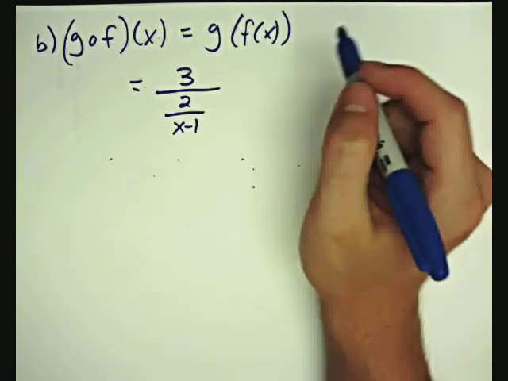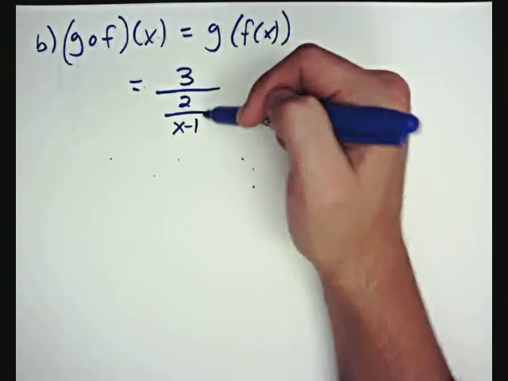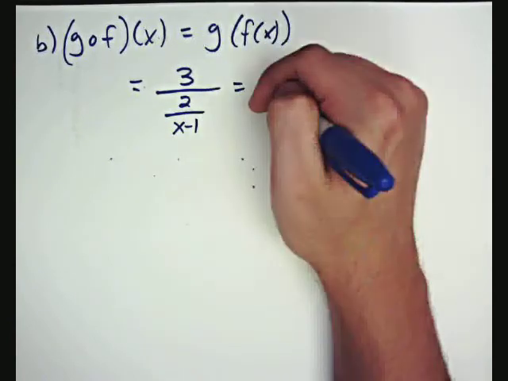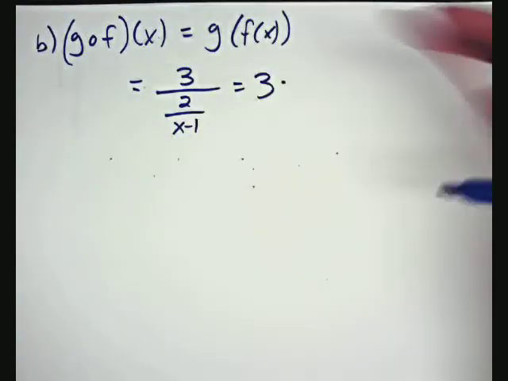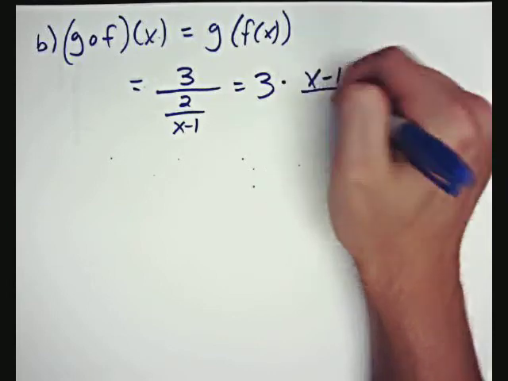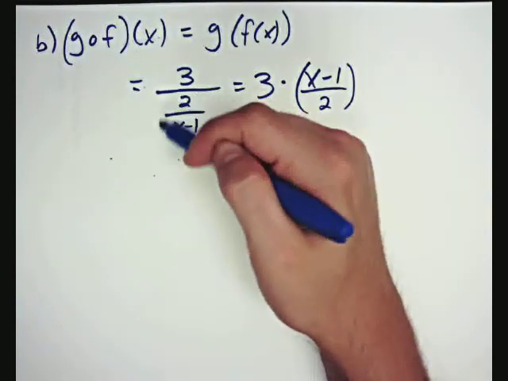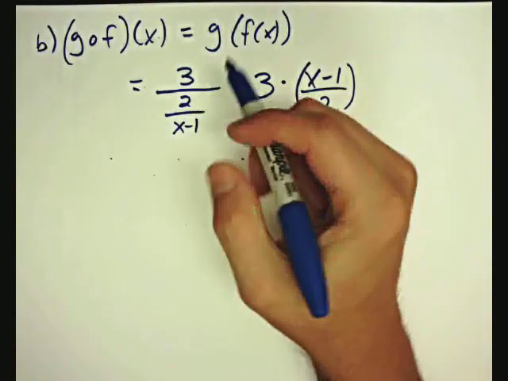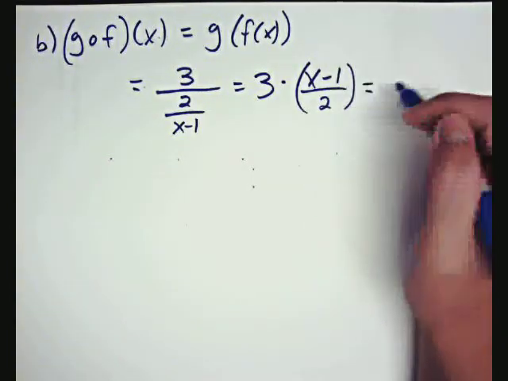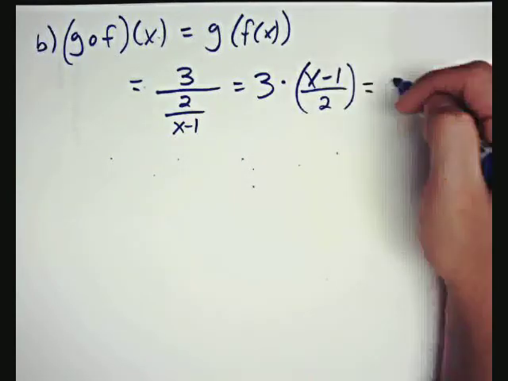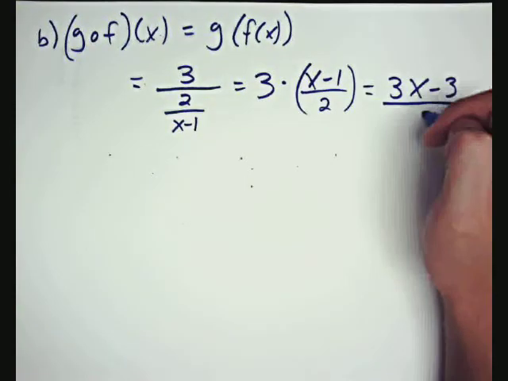To simplify this, since the denominator is one single fraction, we're dividing 3 by a fraction. When you divide by a fraction, it's the same as taking 3 and multiplying by the flip of this number, which would be x minus 1 over 2. Unlike part A, this is a single fraction, so we can take this bottom fraction, flip it, and now it's a multiplication problem. Using the distributive property, 3 times x is 3x, 3 times minus 1 is minus 3, all over 2.